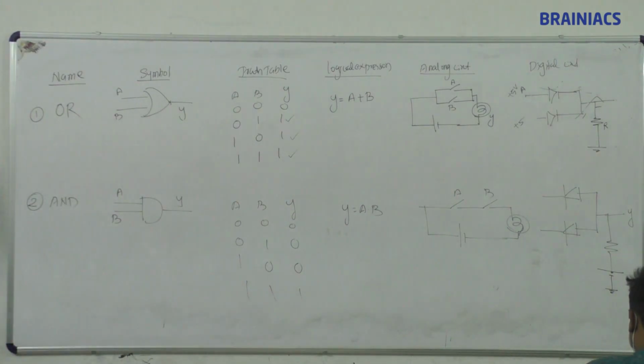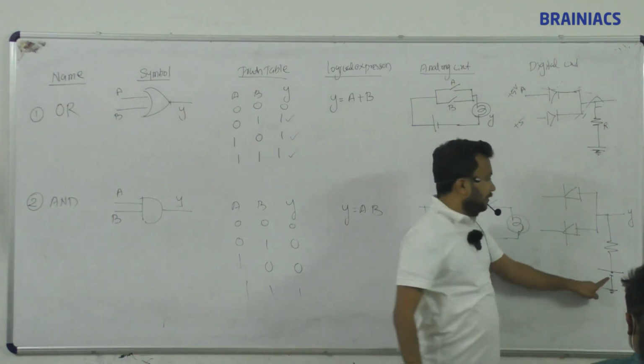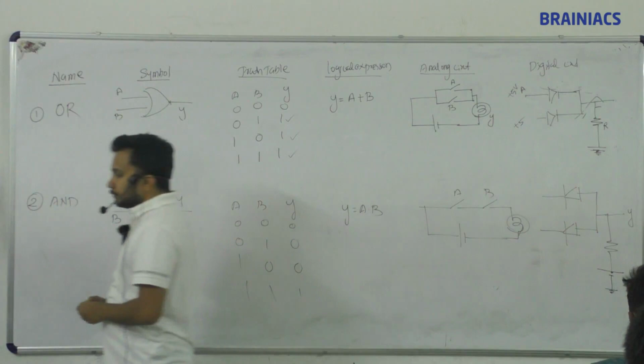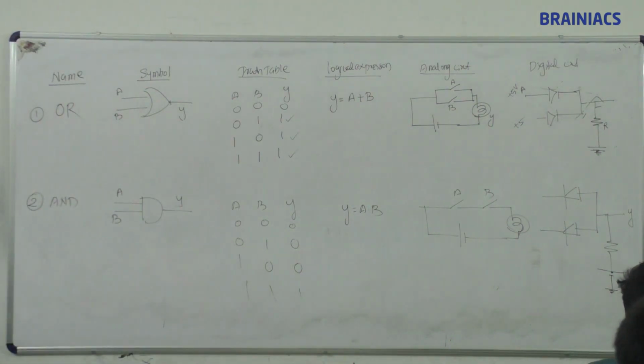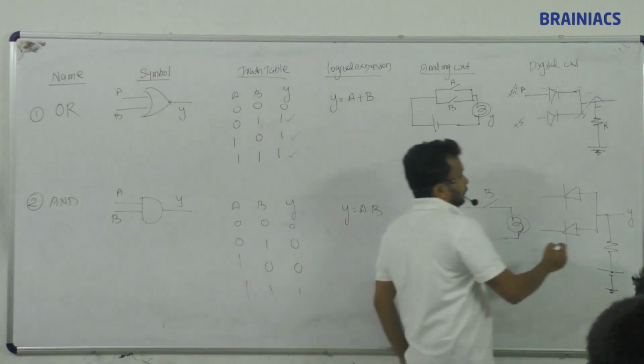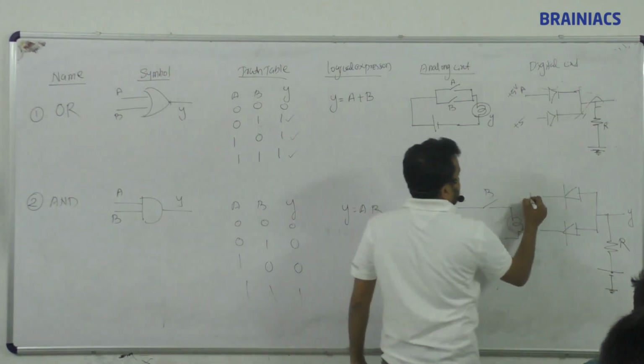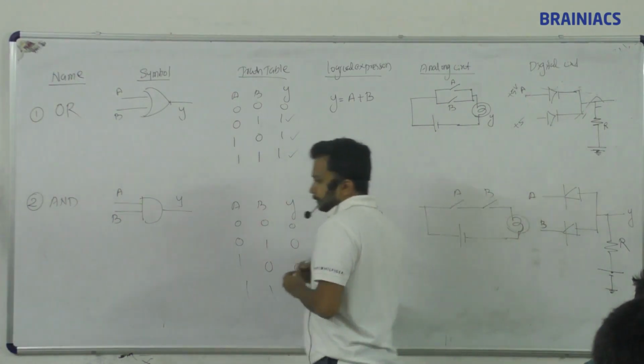This is ground, this side is ground. Here we have given voltage. So there are resistance and two diodes. This is A and B.